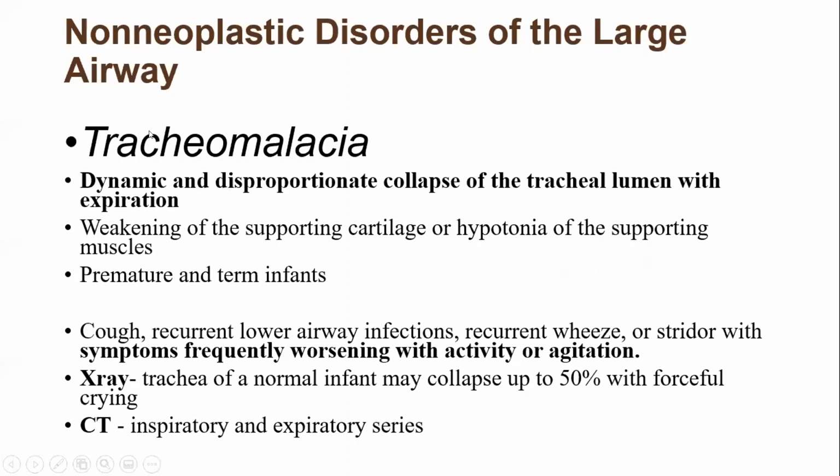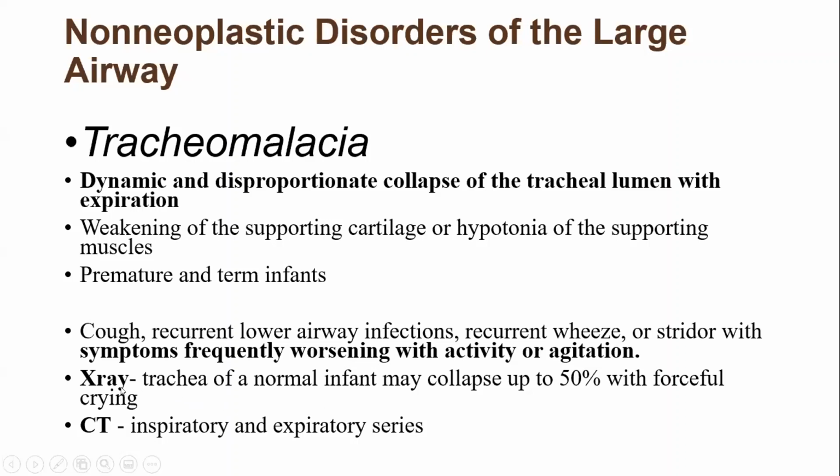Then another common condition of the airway which can affect children is tracheomalacia. It's described as dynamic and disproportionate collapse of the tracheal lumen with expiration. You can see it in both premature and term infants. They also will come with recurrent lower respiratory tract infections, wheeze, or stridor. But classically, the symptoms will worsen with activity or agitation.